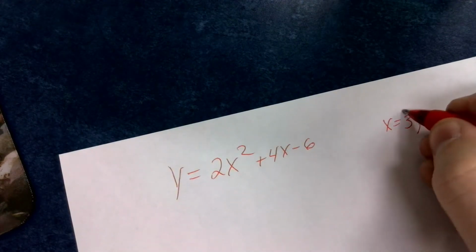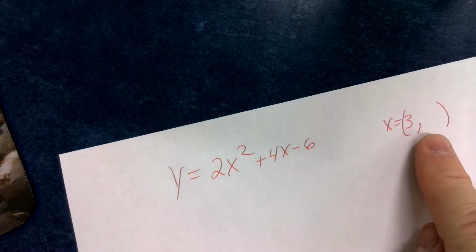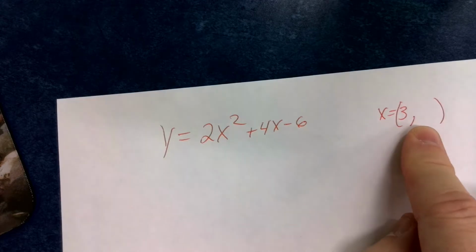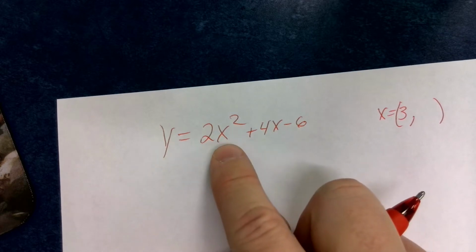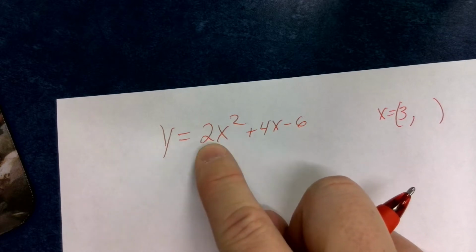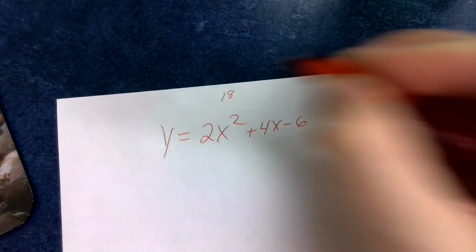So the first thing that I'm going to try and do is find out, well, what's the y value at that point? So that should be pretty easy for everybody, right? I take 3, I plug it into here, and I find out what the actual y value is. So 3 squared is 9. 2 times 9 is 18. So I got an 18.